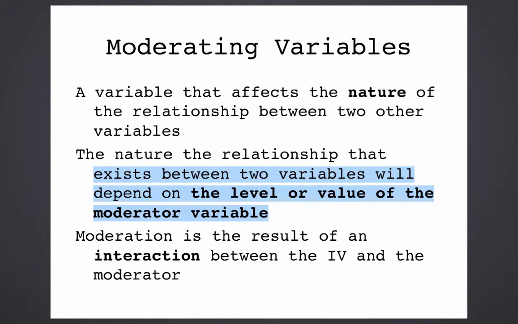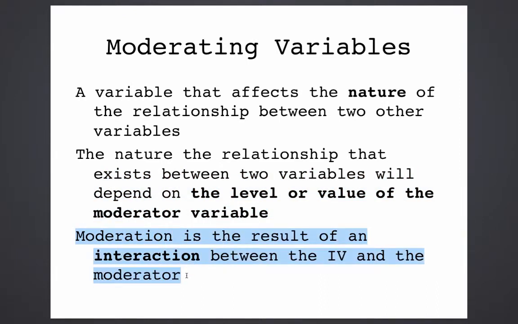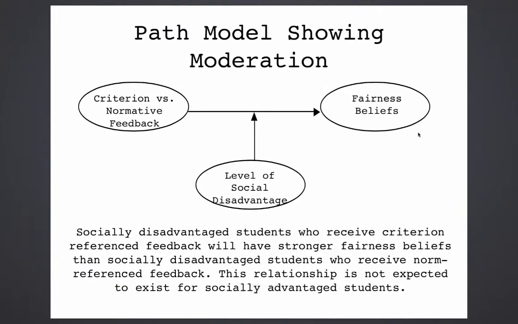When you hear someone talking about interaction, it's actually moderation. So we'll say that the effect of gender on performance interacts with socioeconomic status. Or moderation is the result of an interaction between an IV and a moderator. So what does this look like? It looks like this. So here's our theoretical model.